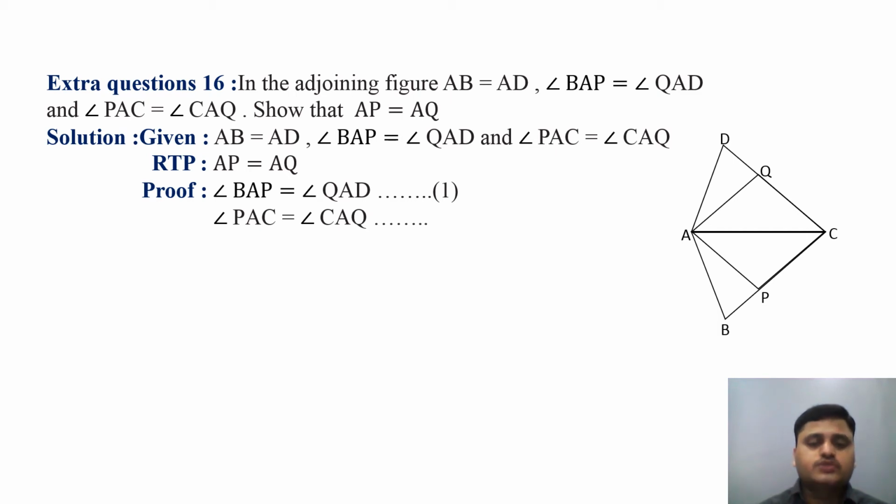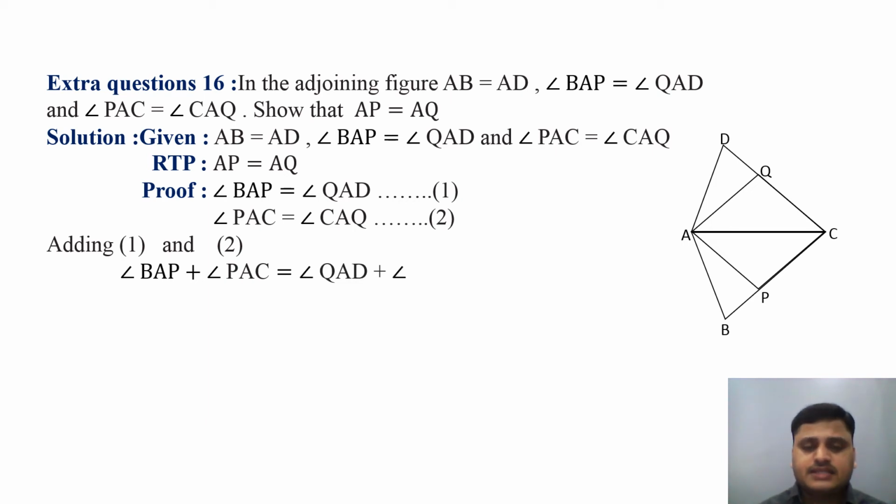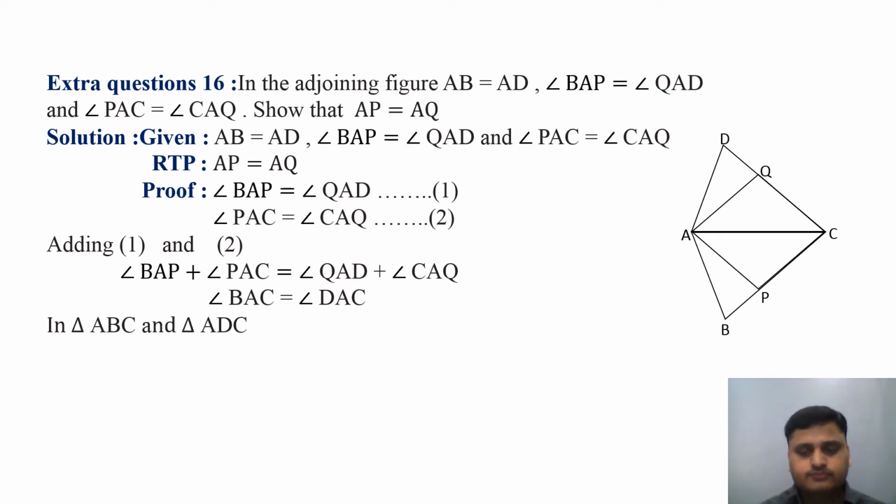Before proving this, angle BAP is equal to angle QAD, given in the question. We will take this as equation number 1. Also angle PAC is equal to angle CAQ. This is equation number 2. Now adding 1 and 2, left hand side will be added with left hand side. So angle BAP plus angle PAC is equal to angle QAD plus angle CAQ. When you add BAP plus PAC, we get angle BAC, and there we get angle DAC. Okay, till this it is clear.